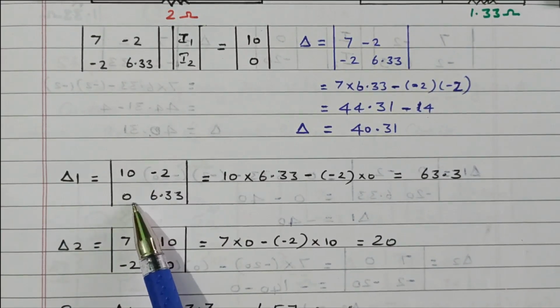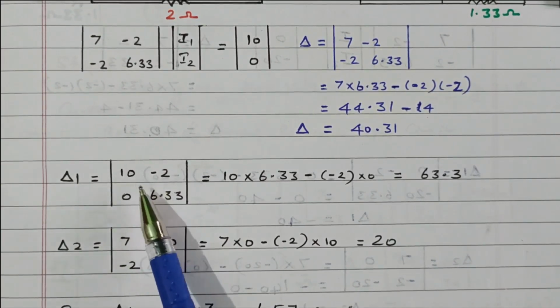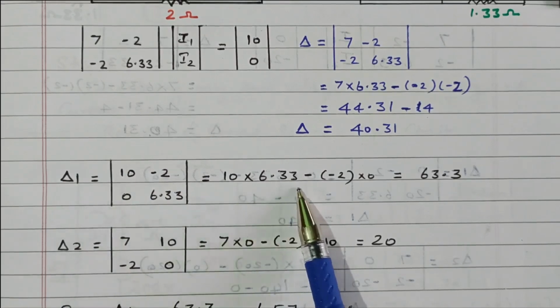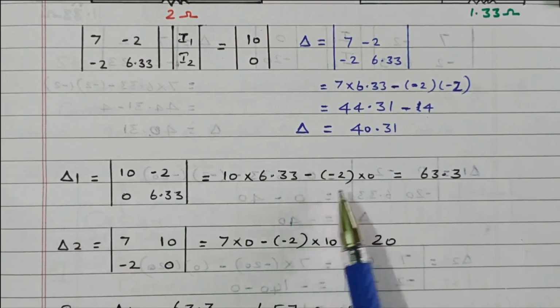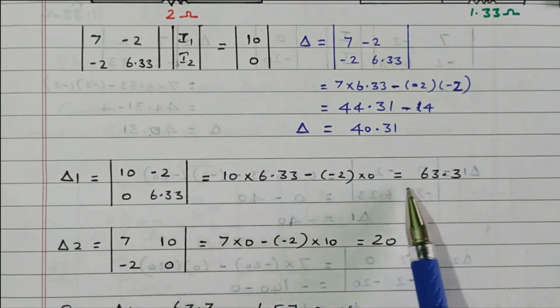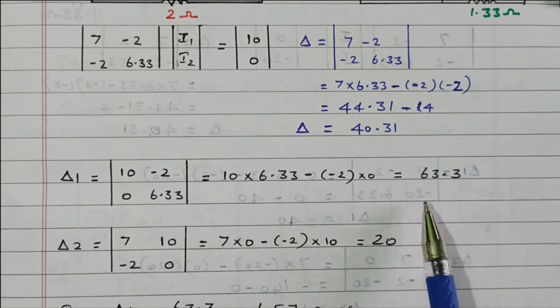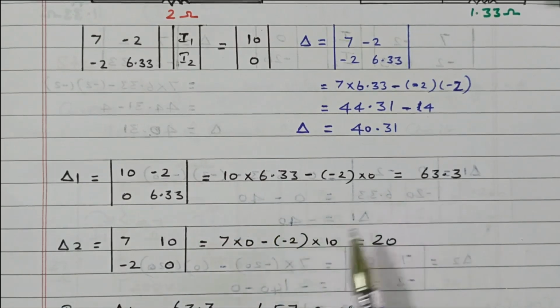So minus 0 is there, we only need to multiply these two. 10 into 6.33 minus 2 into 0. So this term becomes 0. So 10 into 6.33 is 63.3. Del 1 value is 63.3. Then we have to find the delta 2.